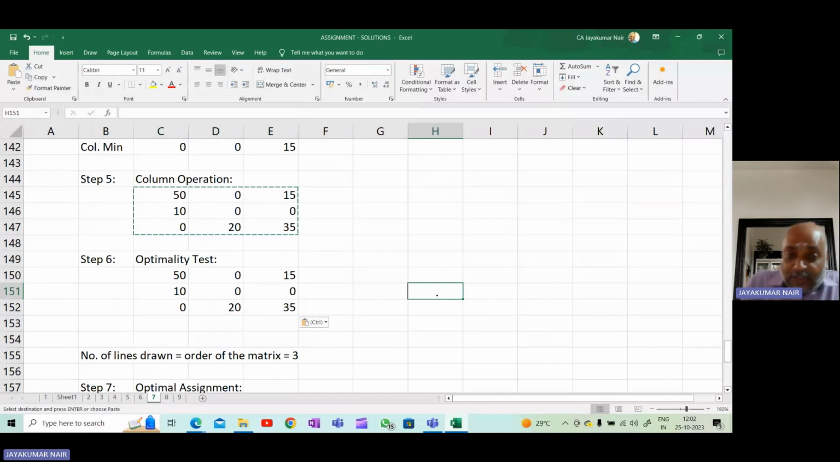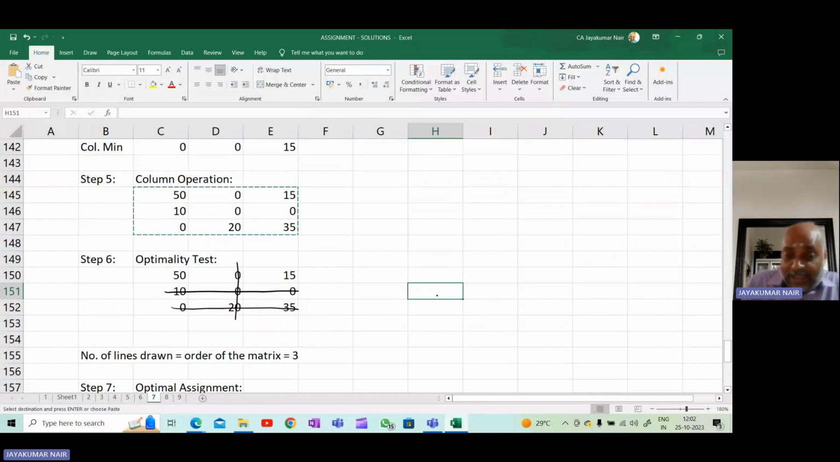See here, in the first row, there's only 1 zero. Second row, there are 2 zeros. Third row, there's 1 zero. Column wise, if you see, 1 here, 2 here, and 1 here. So if I draw a line this way, it covers 2 zeros. If I draw one line this way, it covers 2 zeros. Now this zero is pending. You can draw a vertical line or a horizontal line. So the number of lines drawn is equal to the order of the matrix.